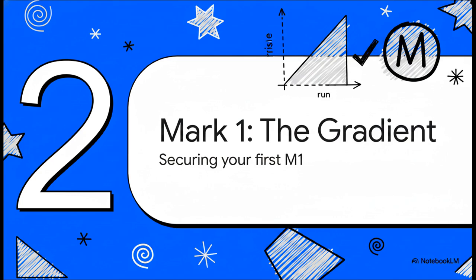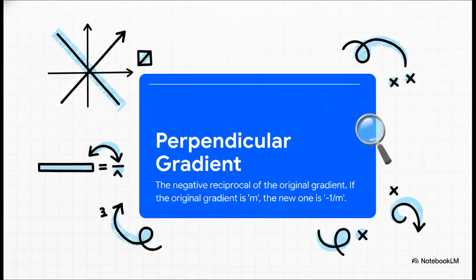Let's get that first mark in the bag. This one is what's known as a method mark, or M1, and it's all about finding the right gradient. So before we even touch a number, we need to remember the rule. For 2 lines to be perpendicular, their gradients have to be negative reciprocals of each other. What does that mean? Simple. You flip the fraction and you change the sign. So if your starting gradient is m, the one you're looking for is -1/m.